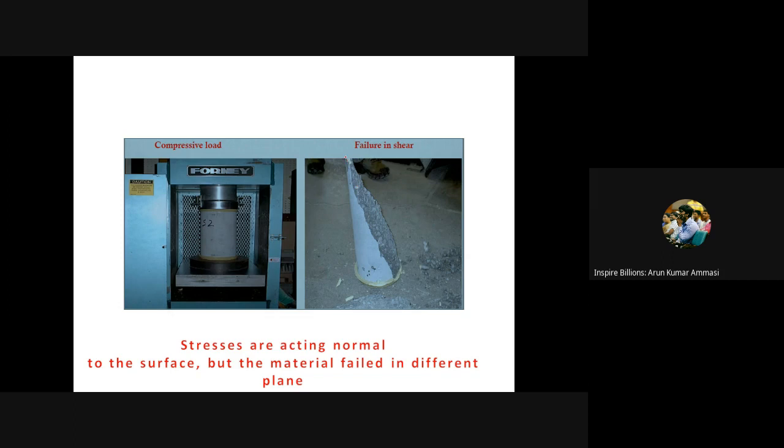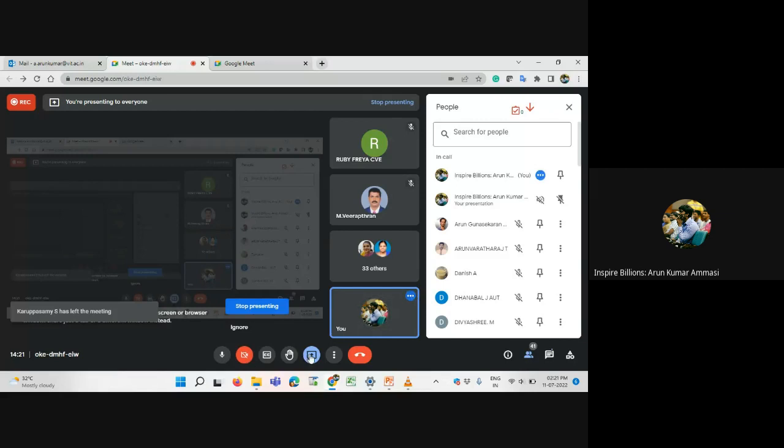Okay, just look at the failure of the failed concrete cylinder. This complete concrete cylinder is tested under the compressive testing machine, CTM. After the failure, the sample is taken and the picture is taken. You could see the failure plane is completely different. The load applied is completely uniform, uniformly distributed on the cross-sectional area, but here the failure is observed like this. All right. Now I'll unshare and come to the discussion.